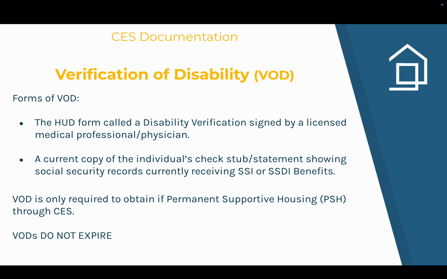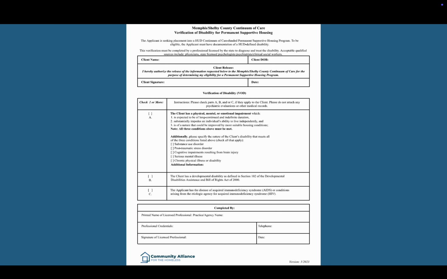Verification of disability forms. This is only needed for PSH. They can be the HUD form called disability verification, signed by a licensed medical professional or physician, or a current copy of the individual's check stub statement showing Social Security records, currently receiving SSI or SSDI benefits. VOD is only required to obtain if the individual requires permanent supportive housing through CES. VODs do not expire. Here's the form for verification of disability for permanent supportive housing.